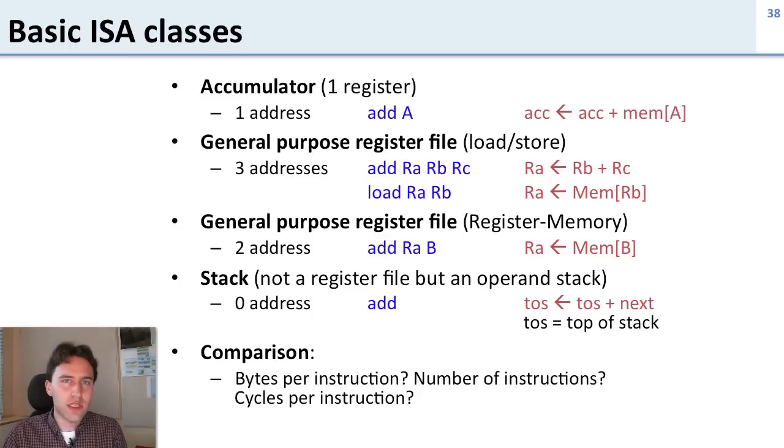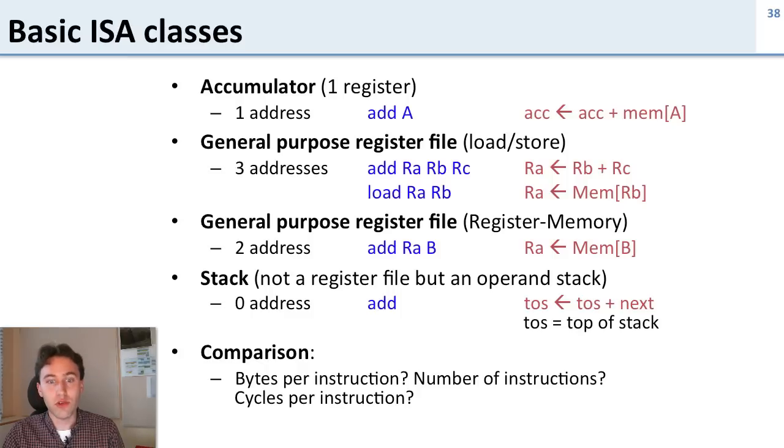So how do we compare these different approaches? These are all very different. Do you compare them in terms of how many bytes you need per each instruction? Obviously, if I don't have any registers to specify, like in a stack, my instructions are going to be much shorter. But do I compare them in terms of number of instructions?